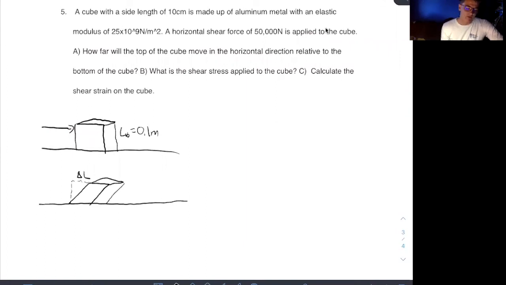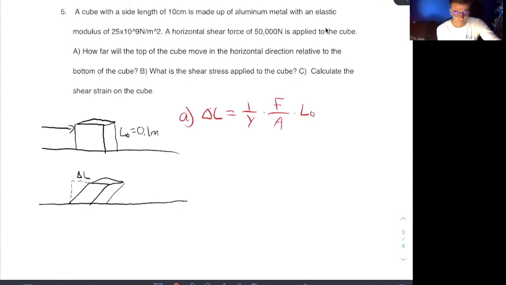So what happens is we apply a force to the top of the cube, and the top of the cube sort of bends, right? So the bottom of it is glued pretty much to the surface, and the top just bends, right? So we want to find, in part A, how far the top of the cube moves in the horizontal direction relative to the bottom of the cube. So same equation, right? Delta L equals 1 over Y times F over A times L, the initial length.